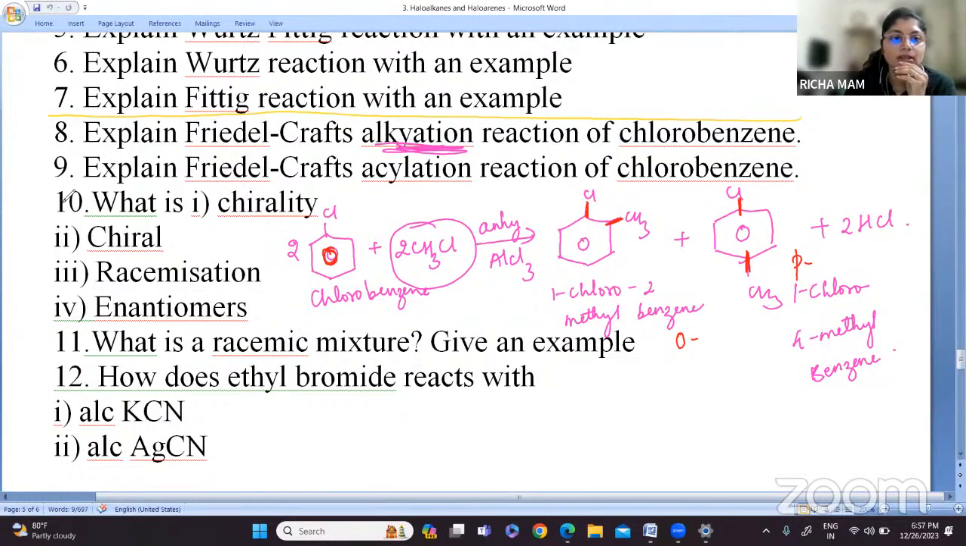Now the next question is: explain Friedel-Crafts acylation. Acylation is different, alkylation is different. So read the question properly and then answer. Explain Friedel-Crafts acylation reaction of chlorobenzene. I'll do the changes here itself. But this is the next question.